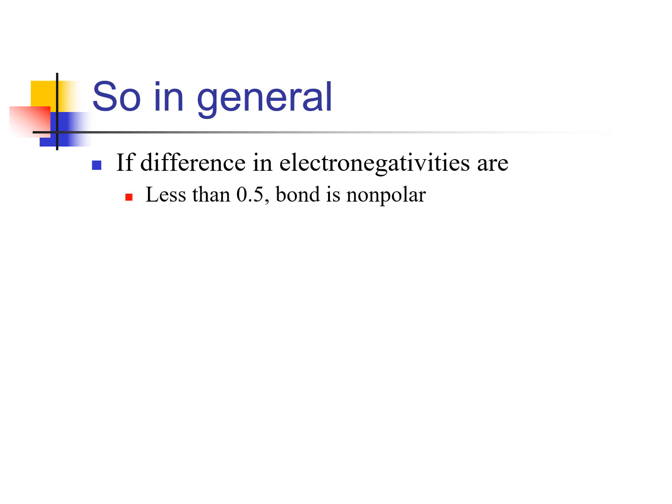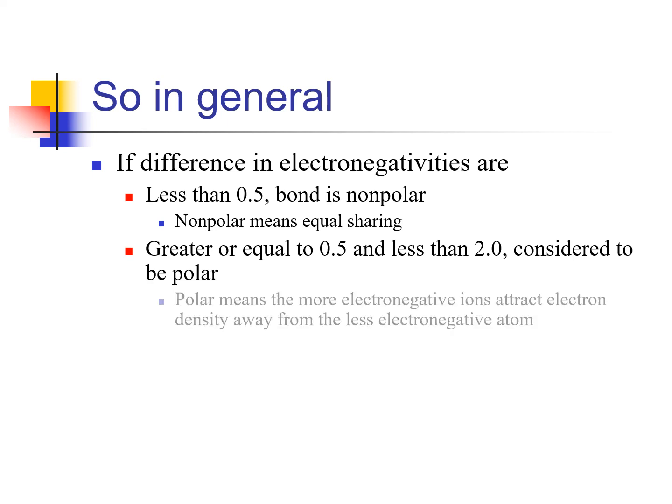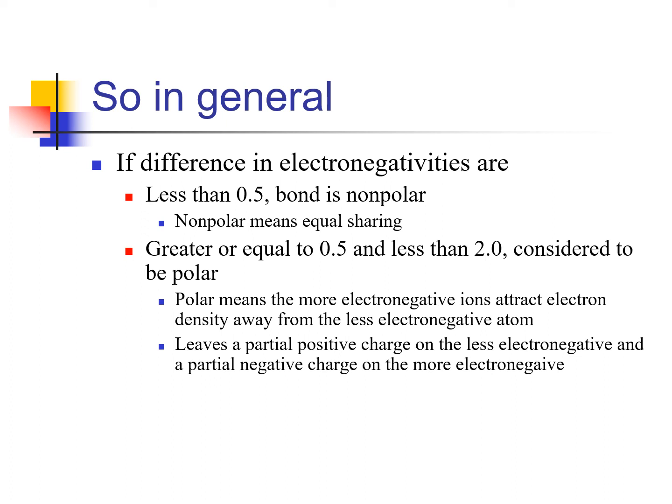In general, if the difference in electronegativities is less than 0.5, the bond would be nonpolar, meaning equal sharing of those shared electrons. Between 0.5 and 2, we consider it a polar bond, and that means the more electronegative element is going to pull the electrons towards itself more. That leaves a partial positive charge on the less electronegative element because the electrons are being pulled away from that end, making it slightly positive. Whereas the more electronegative element will have a slight negative charge because the electrons are being pulled towards it, and electrons have a negative charge.